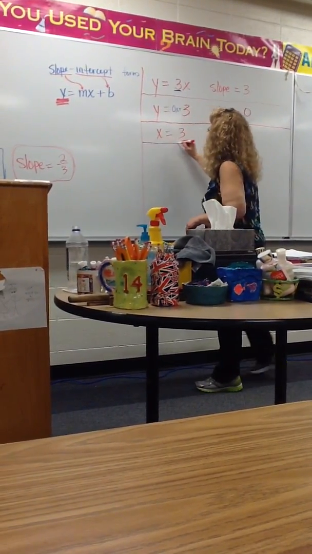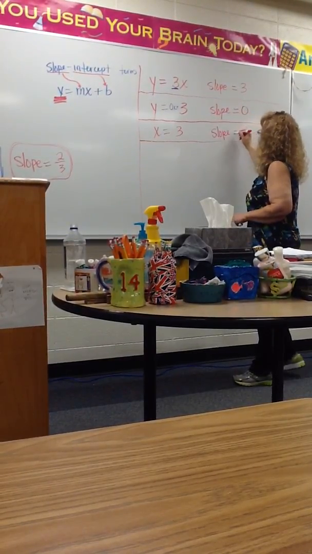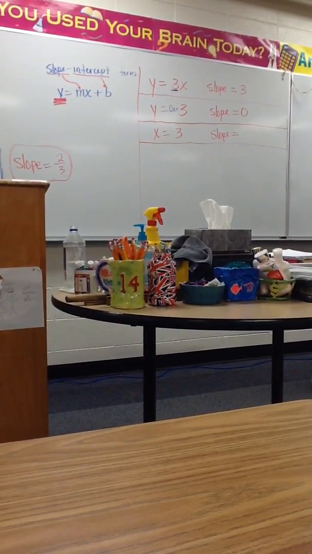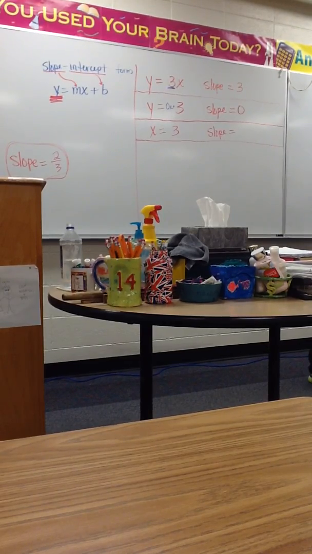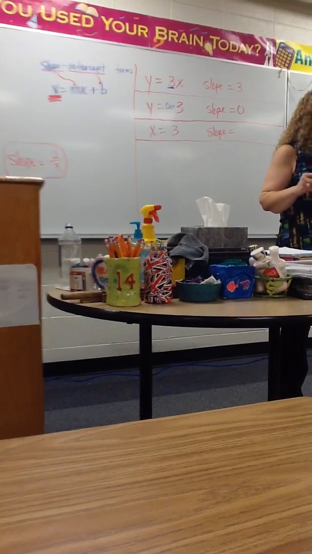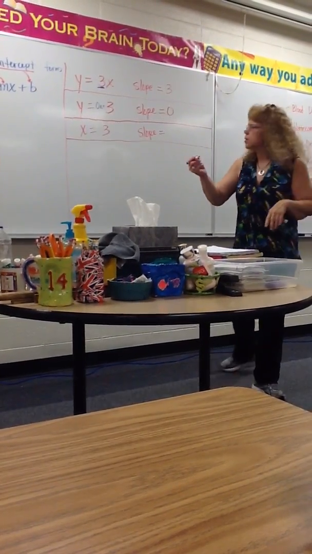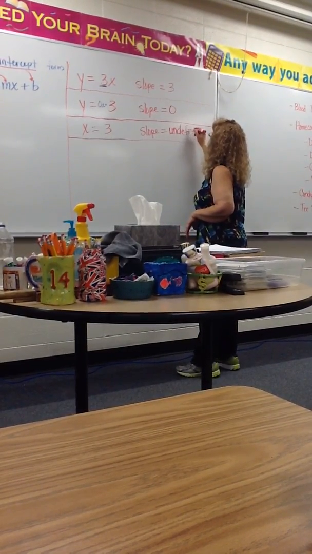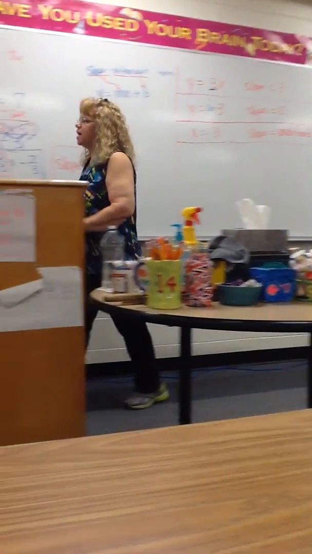The other case would be this. What about if x equals 3? If x equals 3, then it's vertical. You're right. And one thing I forgot to say down there, for a vertical line, what is the slope? Undefined. Yes. For a vertical line, it is so steep, it is undefined.